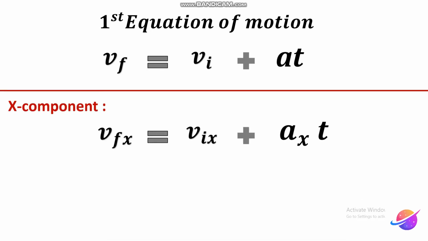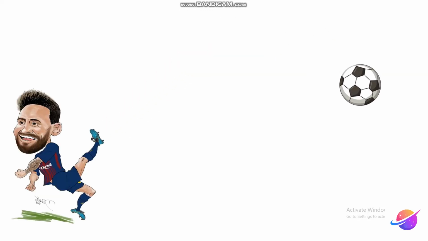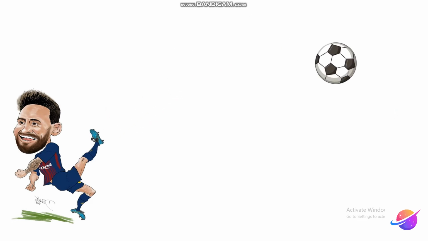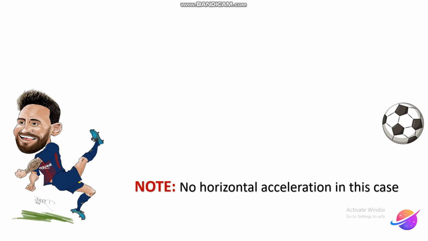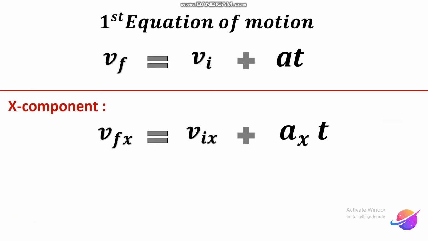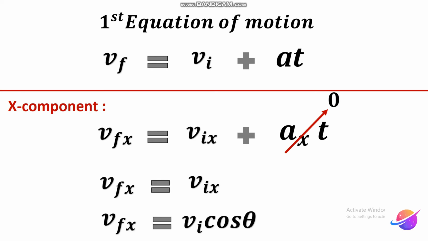It will become Vfx is equal to Vix plus Axt. As we know, the acceleration in the x-axis is 0, always 0. You're not pushing the ball again and again to accelerate it. You have just left it. By giving only an initial velocity, you left it to the Earth's gravity. We gave no initial acceleration to it, only uniform velocity. So Ax is equal to 0, which makes the second term also 0, and we are left with Vfx is equal to Vix only.